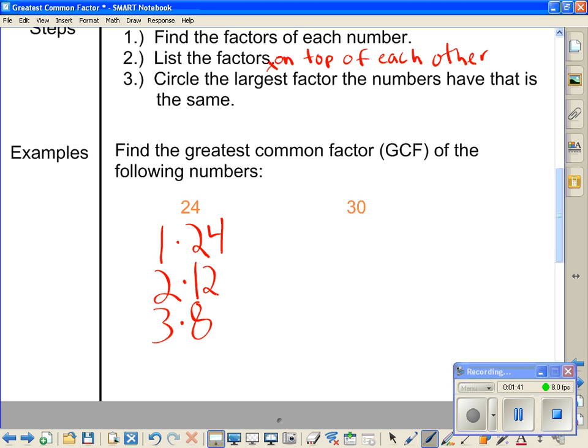And if I look at my multiplication chart, I can see, if I look at 4, I scroll down, I can see that 4 goes into 24 6 times. So under here, I'll put 4 times 6.